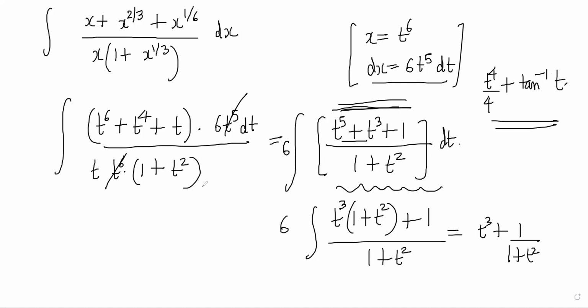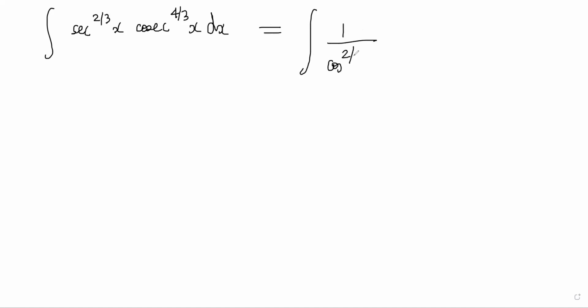Then there is this other integral, sec power 2 by 3 x cosec power 4 by 3 x dx. So first convert everything to sine and cos because that's easier to think. 1 by cos power 2 by 3 x and sine power 4 by 3 x, right?